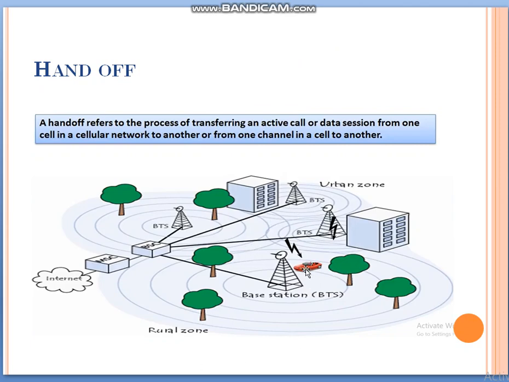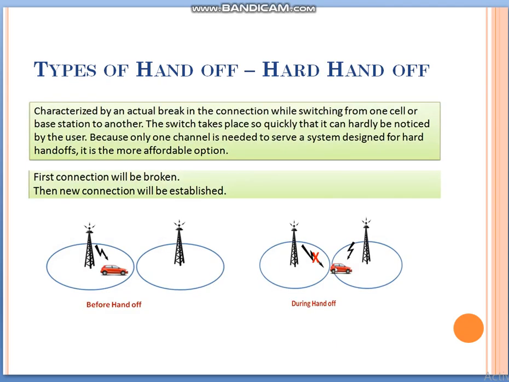One user available in this area and going to another area without dropping connectivity is called the handoff property. The handoff process is transferring an active call and data session from one cell in a cellular network to another, or from one channel in a cell to another. Means available here and going to any other cell and any other place, our data connectivity and communication connectivity is not dropped, using our communication properly.